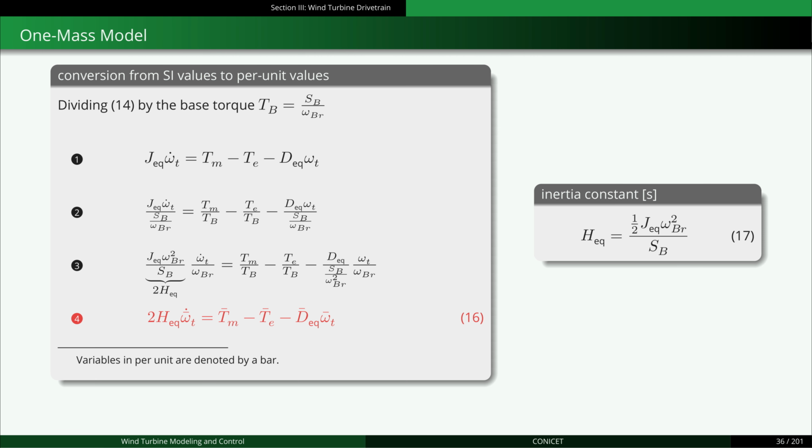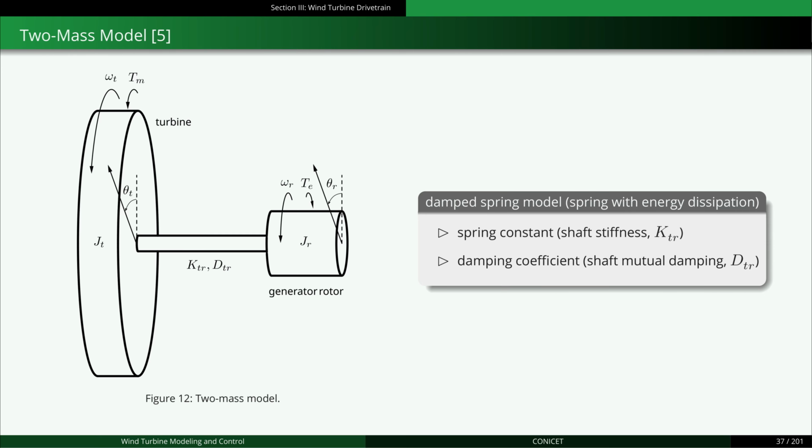The inertia constant has units of seconds and represents the time required for the mass to decelerate from nominal speed to zero speed when delivering nominal power without a primary power source. A two-mass model is typically used to more accurately represent the mechanical system of a wind turbine. In this model, the turbine and generator are represented by two masses connected by a shaft.